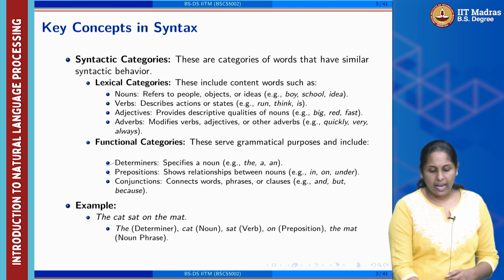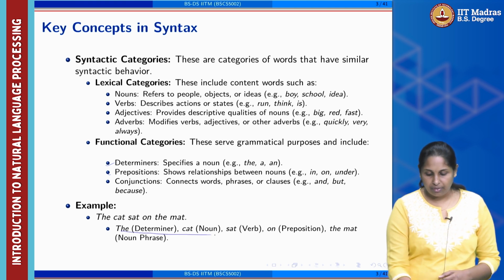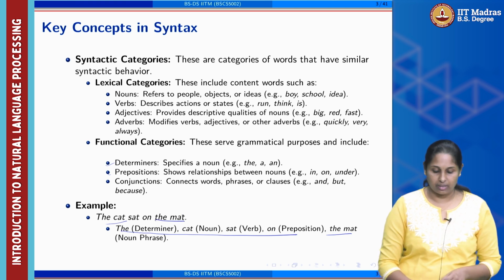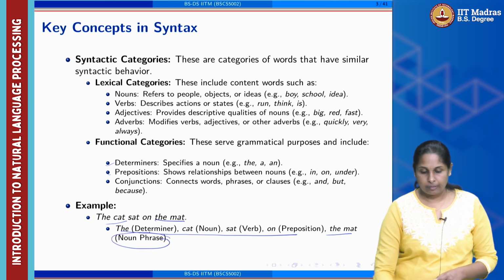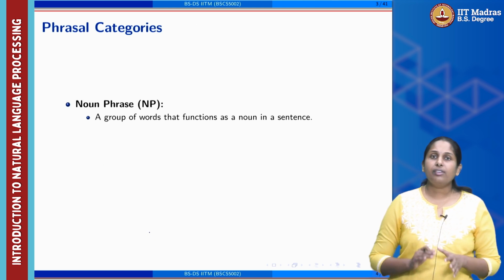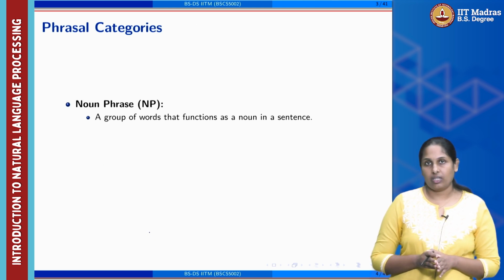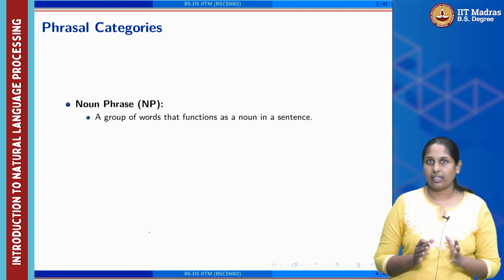So when you have the cat sat on the mat, we know the part of speech tagging of everything, but when you see the mat or the cat together, it forms one kind of phrase, right? So this kind of phrase here, what we call is a noun phrase. So there are different kinds of phrasal categories we need to understand when we are looking at the sentence.